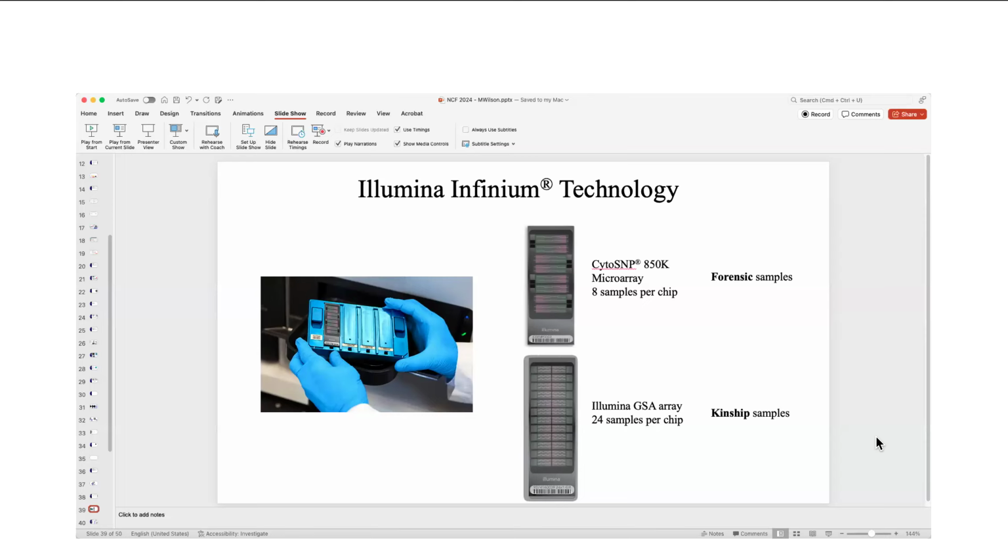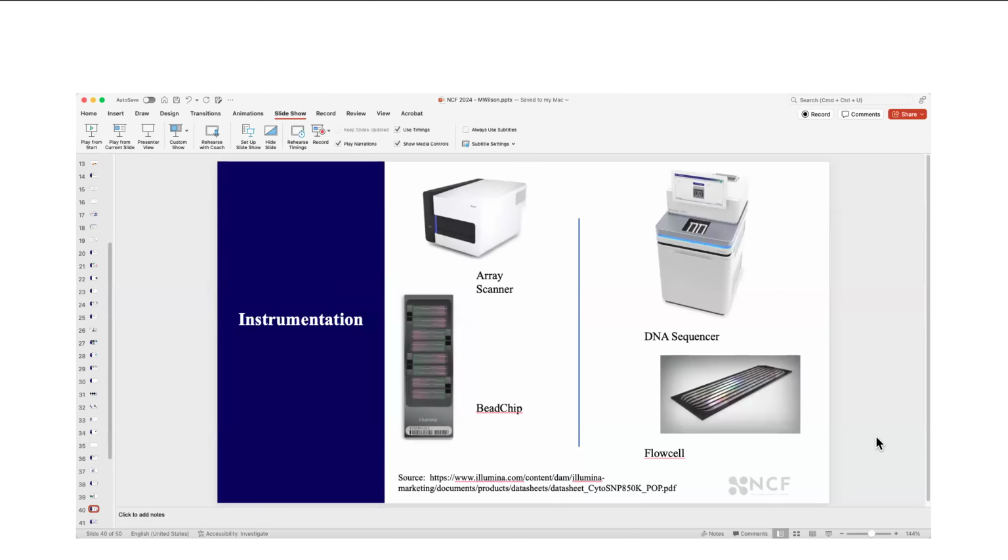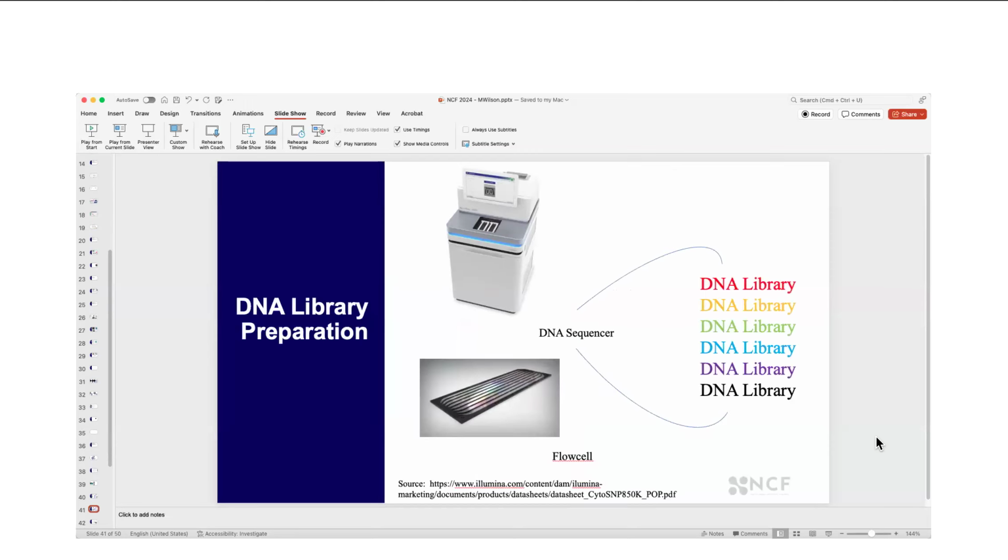So this is an overview of kind of what the technology looks like. On the left, you have the bead chip and the array scanner. That's the microarray. And on the right, you have the DNA sequencer and its flow cell. So two fundamentally different technologies at play. On the DNA sequencing side, it's very important to create what's called a DNA library. The sequencer won't work on just naked DNA, on DNA that's extracted. It has to be prepared in such a way to create what's called a library.